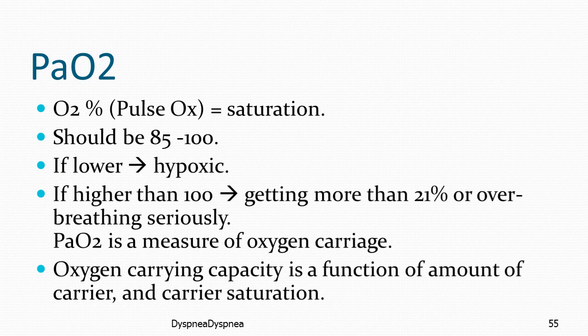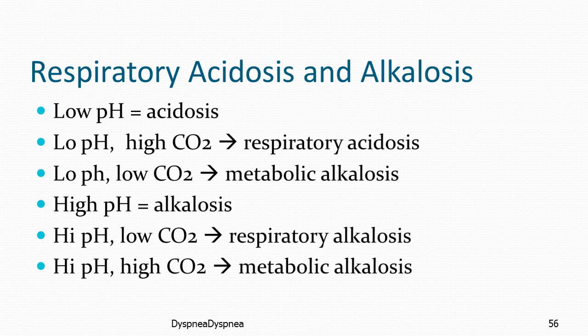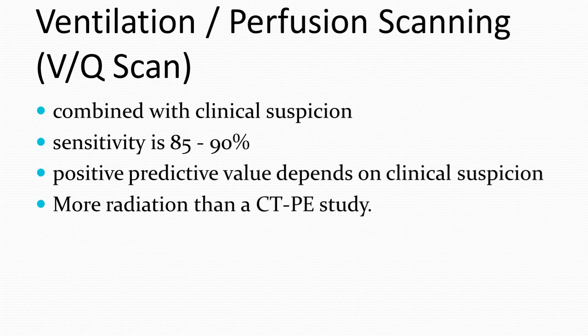PO2 is a measure of oxygen carriage, and the oxygen carrying capacity is a function of the amount of the carrier and carrier saturation. Respiration, acidosis and alkalosis. Low pH is acidosis; low pH with high CO2 is respiratory acidosis; low pH with low CO2 is metabolic acidosis; high pH is alkalosis; high pH with low CO2 is respiratory alkalosis; and high pH with high CO2 is metabolic alkalosis.